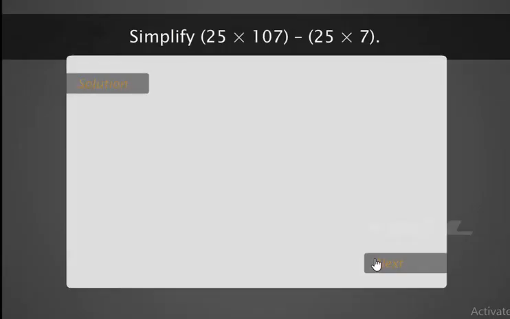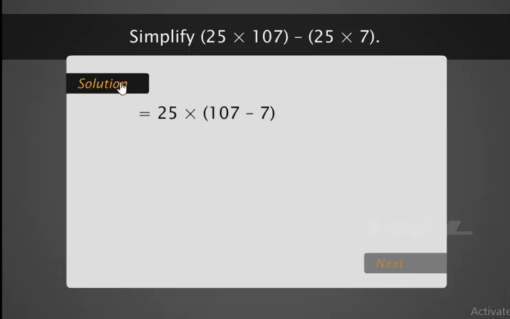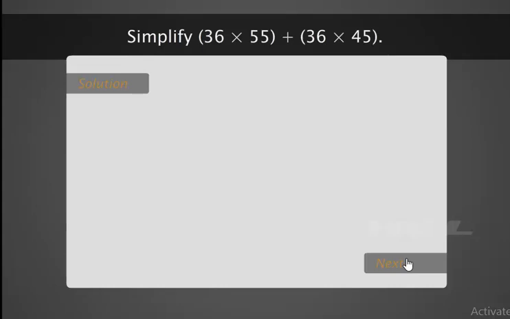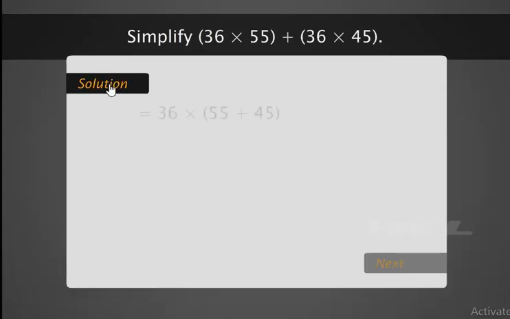Think of how you can use the distributive property to simplify this. We apply the distributive property of multiplication over subtraction. So, we first find the difference and then multiply the factors to get the product. How would you apply the distributive property to simplify this? We apply the distributive property of multiplication over addition. So, we first find the sum of the addends and then find the product.